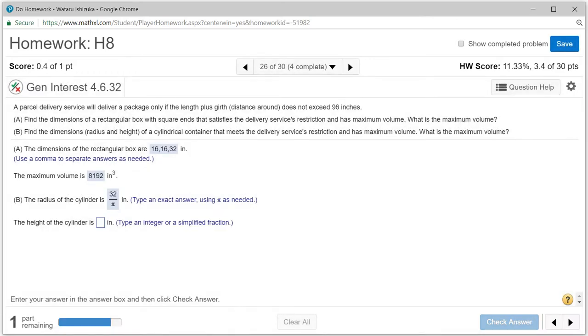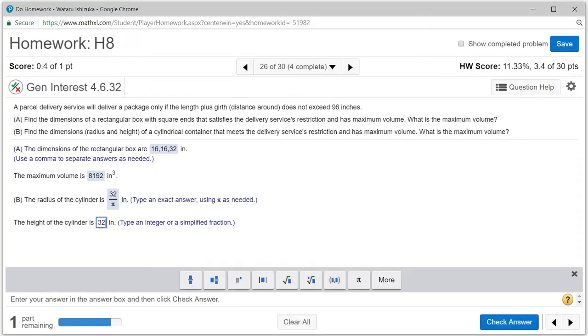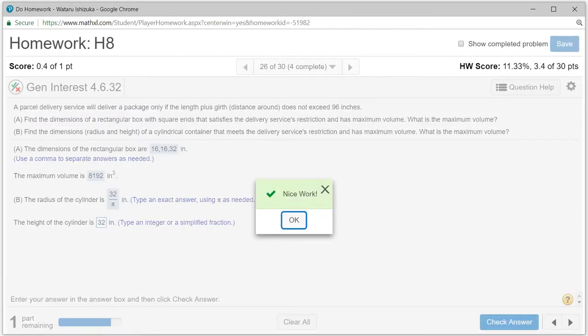And the height of the cylinder, so we need to find the height. y is the height, so y is equal to 2 times quantity 48 minus pi times r, which we just found to be 32 over pi. We can cancel pi and pi, and this is going to be 2 times 48 minus 32, which is 16, then multiplied by 2 is 32. Check the answer. We got that.